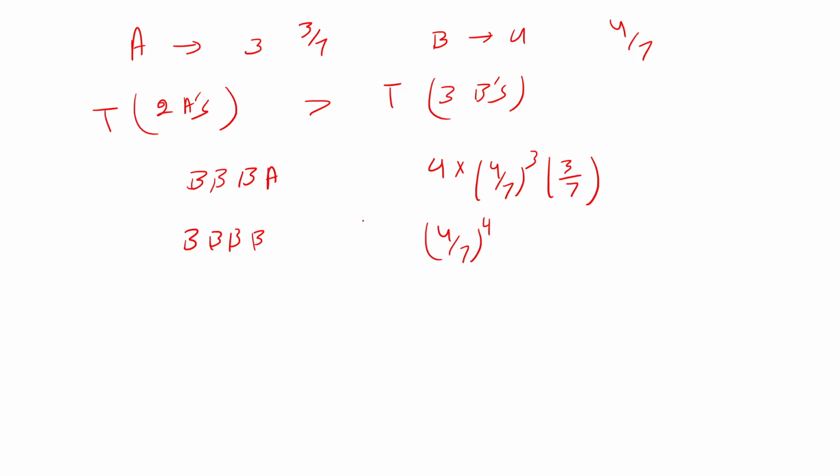Okay. So this is the probability of getting 3 B's before getting 2 A's. So the sum of this is 7 to the power 4 in the bottom and 4 to the power 4 in the top, and 1 plus 3. So yes, this is 4 to the 4 and 3, 7 to the power 4, and 1 and 4. Yes, 4 to the power 5 by 7 to the power 4. That is my answer. Yes.